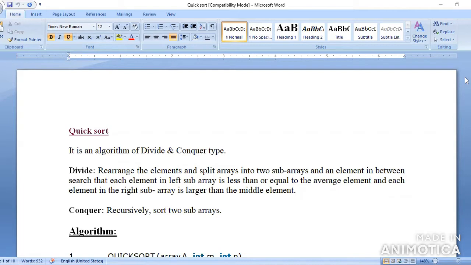So today we will discuss the quick sort algorithm. What is the quick sort algorithm? This is one type of sorting algorithm. It is an internal sorting algorithm.